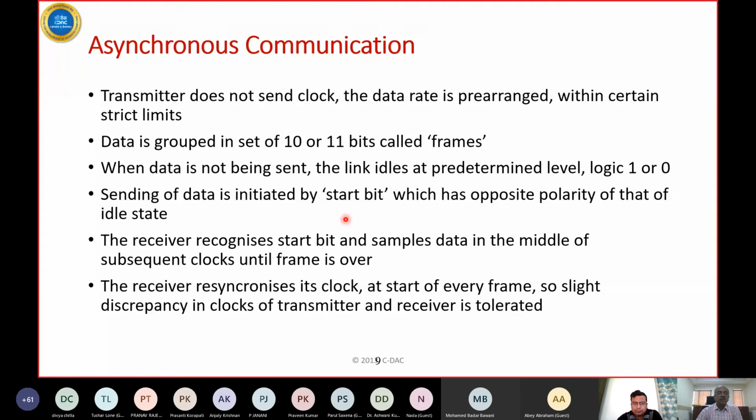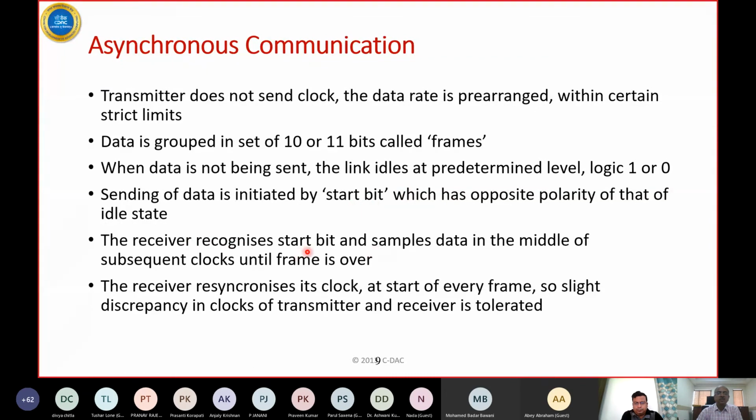So what is the receiver doing? The receiver is continuously sampling the idle link and it is continuously finding it to be 1. The moment the transmitter is ready, it will first send a start bit. So the link will change from 1 to 0. That is where the receiver recognizes.